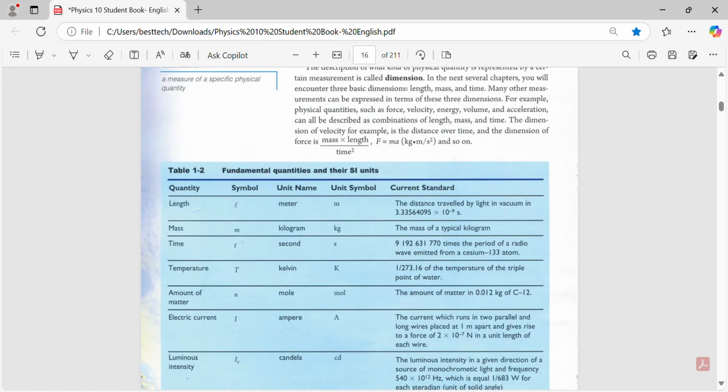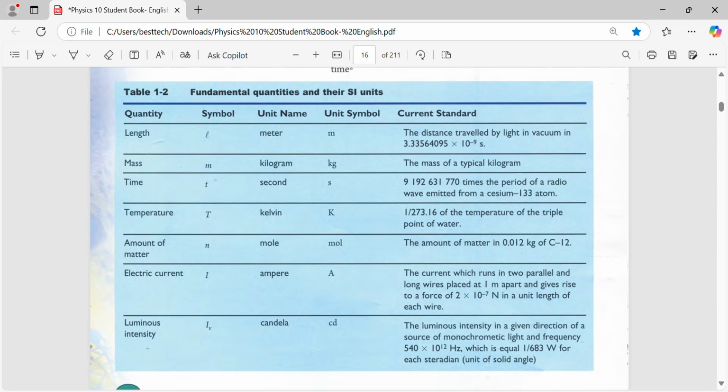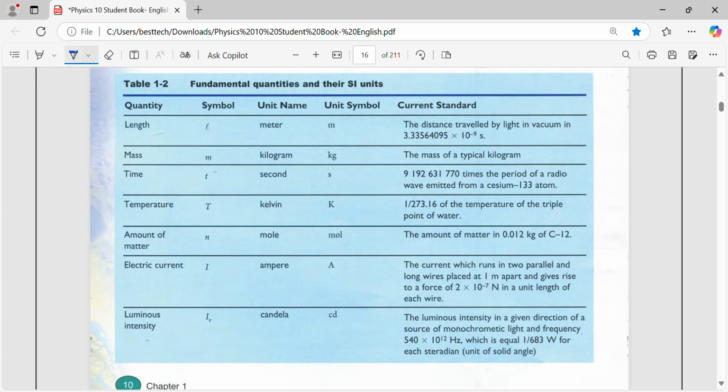The first table has some quantities. It's called quantities in physics: length, mass, time, temperature, amount of matter, electric current, luminous intensity. So this is called quantity. We have 7 quantities, and the symbol and the unit too. Guys, this is called the SI, system international unit.